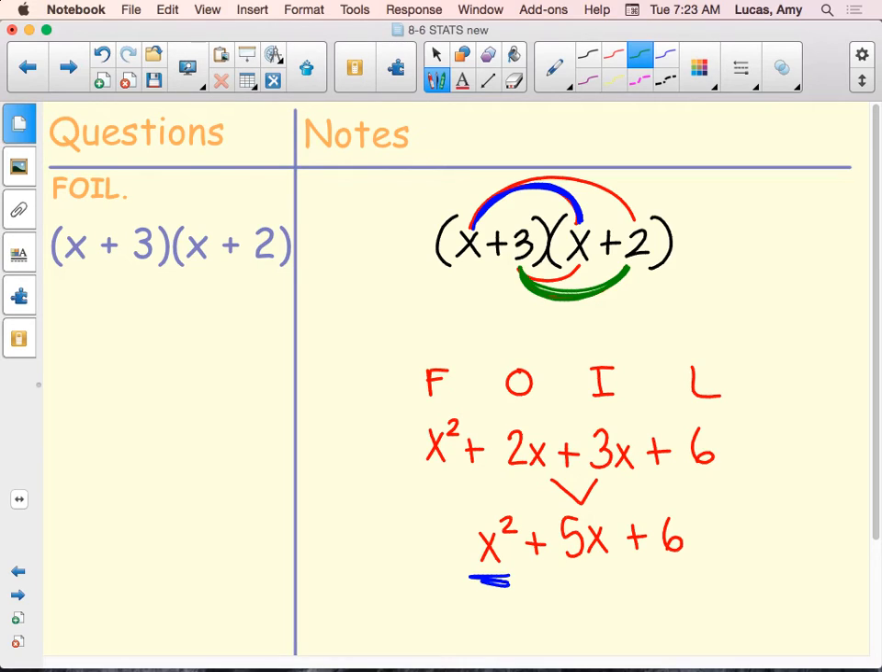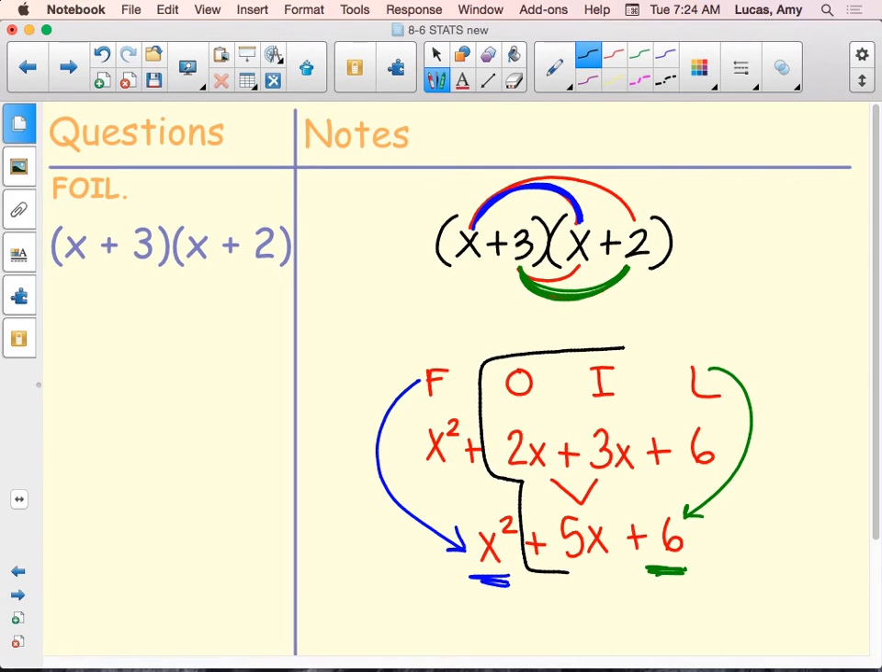The last product, 3 times 2, gives us the last term. So the last term gives us the plus 6. The first term gives us the x squared. Then it's the outsides and insides added together. The outside plus the inside, this part, gives us the middle term. So there's two things that combine to give us the middle. So we're going to use that information to try to help us figure out how to start with the trinomial and end with the two binomial factors.